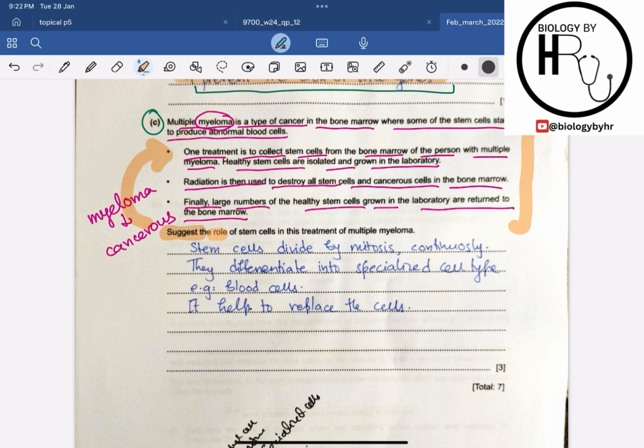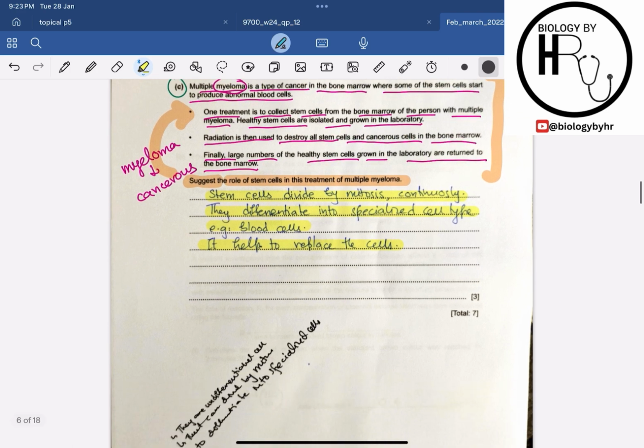So they are saying, suggest the role of the stem cells in the treatment of multiple myeloma. Why are stem cells important in treating this cancerous multiple myeloma, which is a cancer of the bone marrow? You have to write the role of the stem cells over here. The role of the stem cells is that stem cells divide by mitosis continuously, and they differentiate into specialized cell types, for example the blood cells. It helps to replace the cells which are being lost in the cancer. So you can write this and you will get the marks.